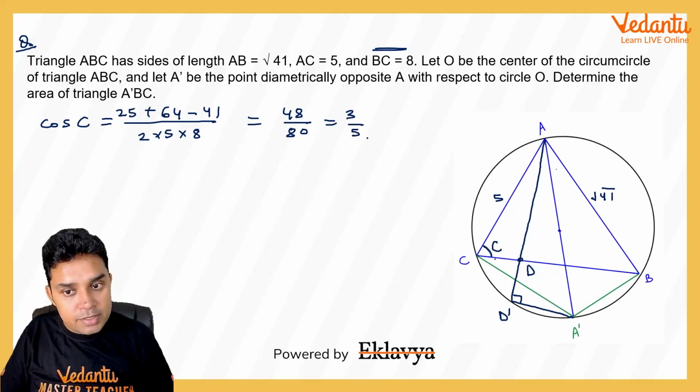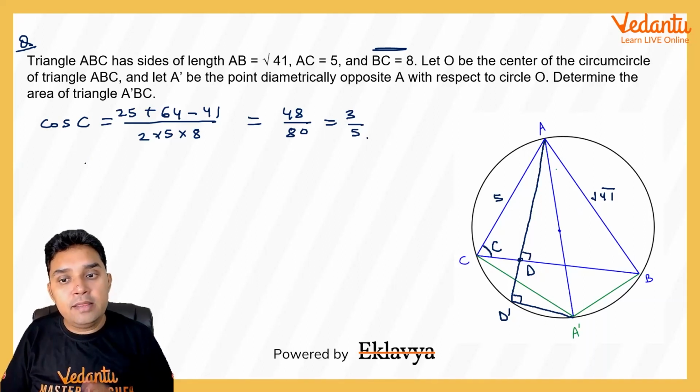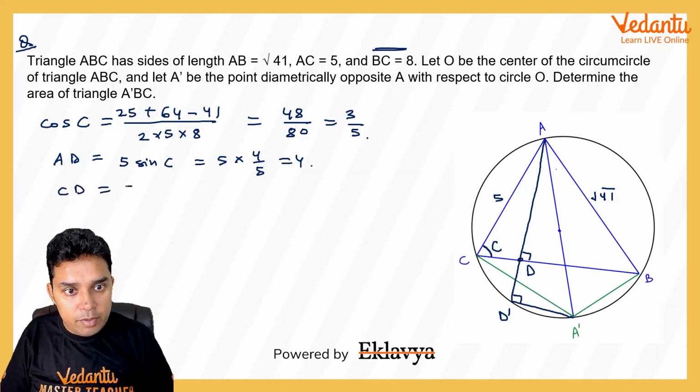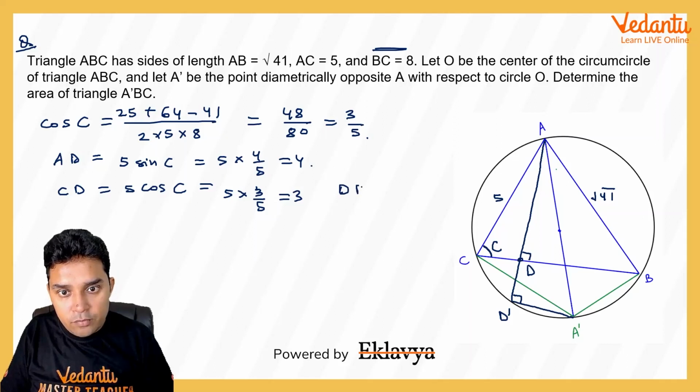So if we know this angle C and this is 90 degree and this is 5, we can find the length AD. Okay, what will be AD? I think AD should be equal to 5 times sine C. Cos C is 3 by 5, so this will give 5 into 4 upon 5, so this will be 4. Similarly, we can find CD also. CD will be 5 cos C, so this will be 5 into 3 by 5, so this is 3, and this DB length will be equal to 8 minus 3, so it is 5.